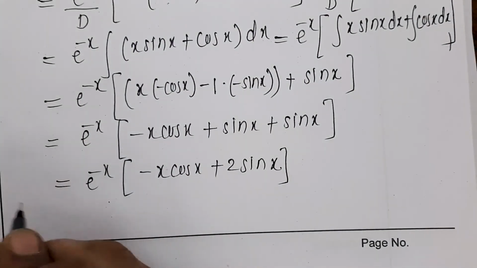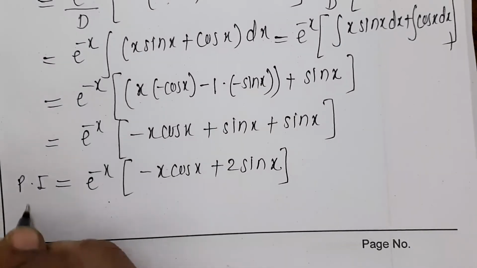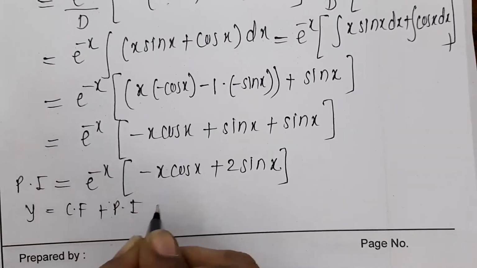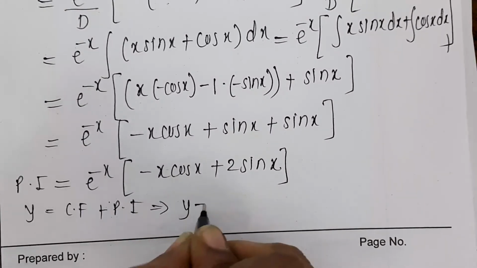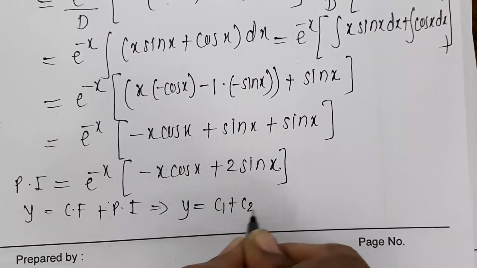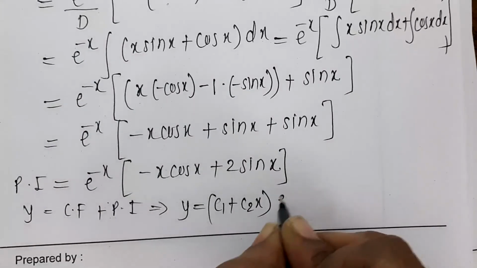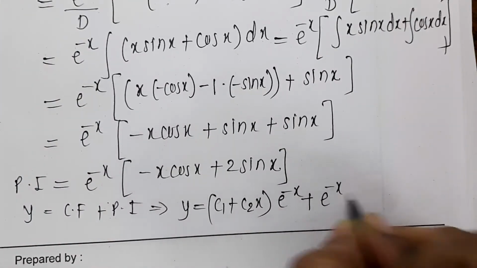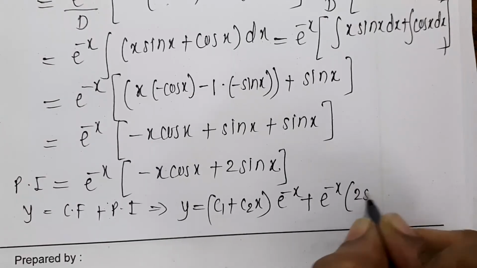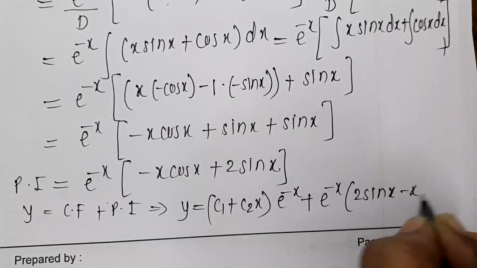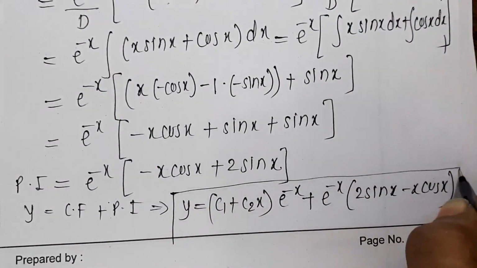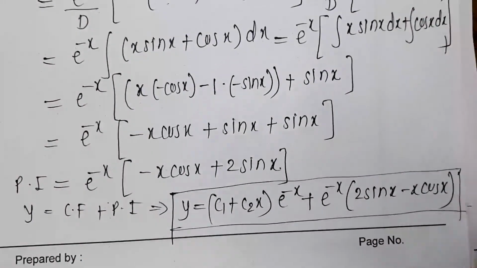Now y is equal to CF plus PI. So y is equal to CF, which is C1 plus C2x multiplied by e to the power minus x, plus e to the power minus x in bracket 2 sin x minus x cos x. So this is the final answer for the given integral.